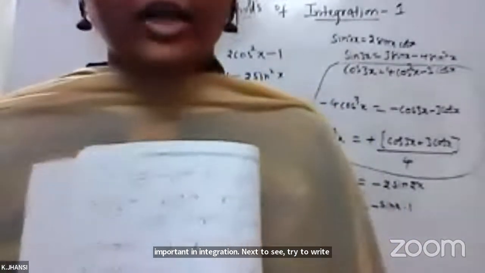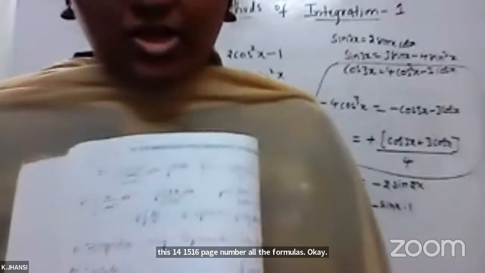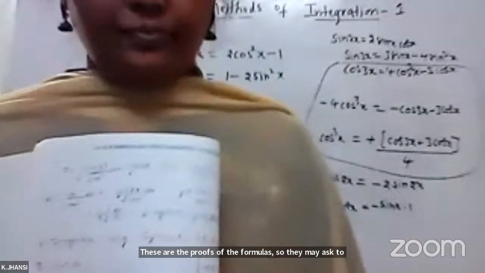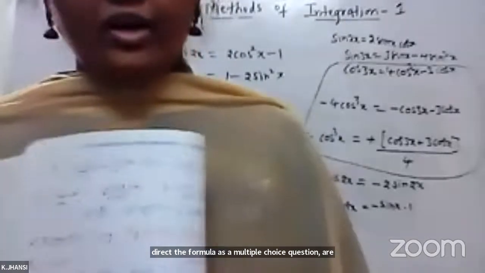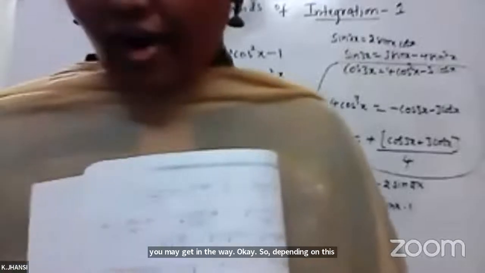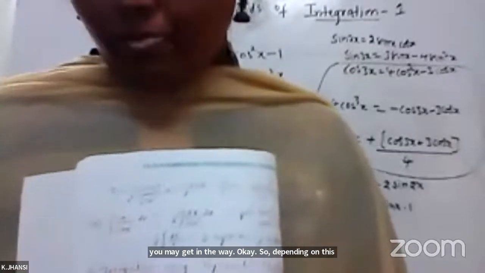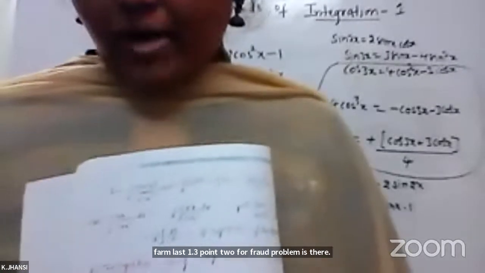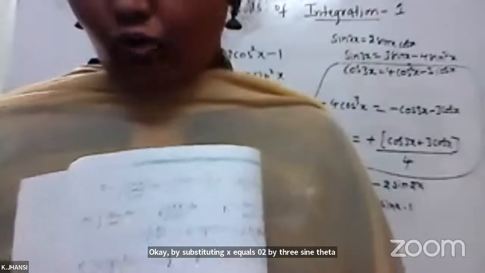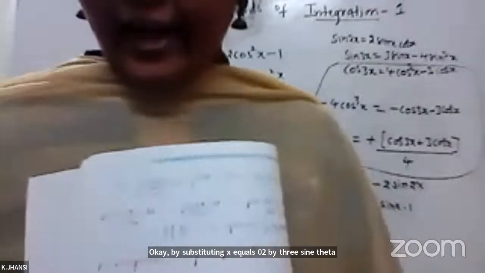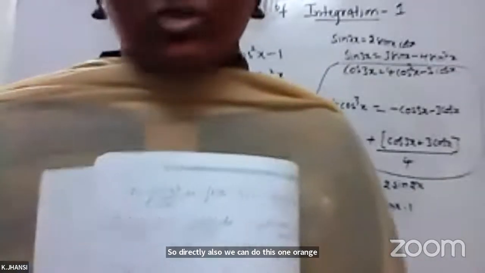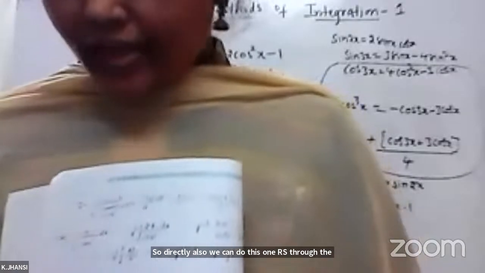Next, try to write all the formulas on these pages 14, 15, 16. These are the proofs of the formulas. So they may ask a direct formula as a multiple choice question, or you may get it anywhere. Depending on these formulas, problem 1.3.24 is there, by substituting x equals 2 by 3 sin theta and dx equals 2. How did you get that? Directly also we can do this one, or else through this solution you can solve. So try to practice all these.